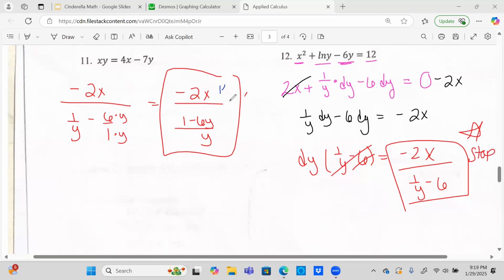Or you could even keep, change, flip, and try to get rid of some of those fractions. So that would be negative 2x over invisible 1 times y over 1 minus 6y. So that'd be negative 2xy all over 1 minus 6y. And then you don't have a fraction on top of a fraction. So I could see any of those answers. I honestly stop with that first one where I put the star. But if your teacher is really uptight about simplifying, you might have to keep going.